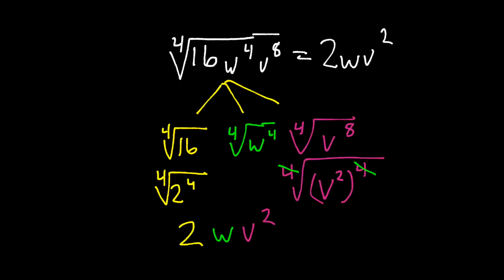But what if things aren't as nice as this problem? I specifically picked this one because everything worked out with the fourth root. What if it doesn't? Let's take a look.